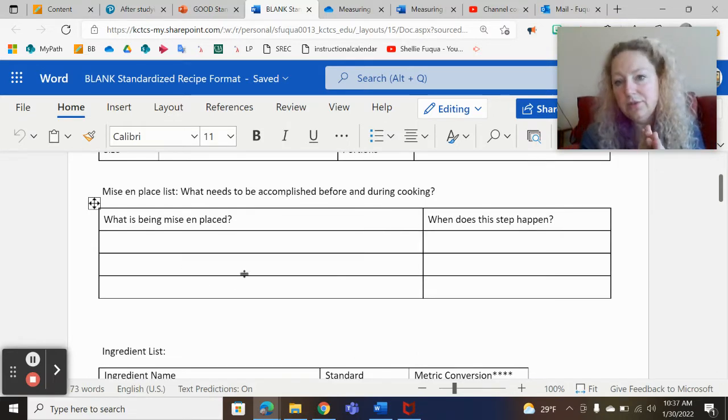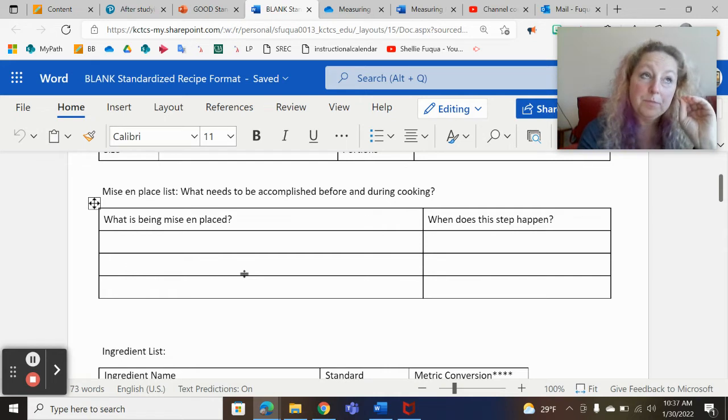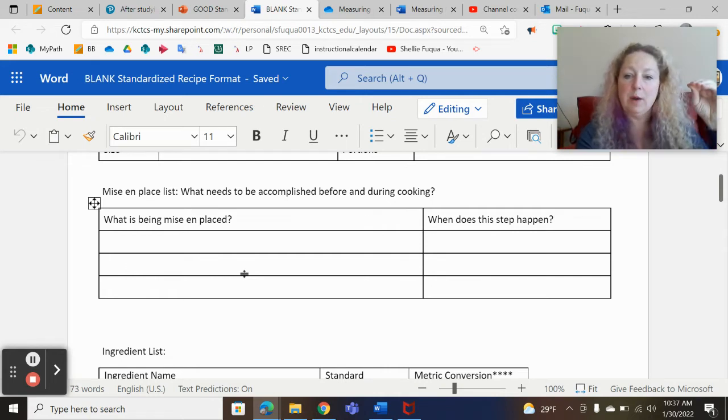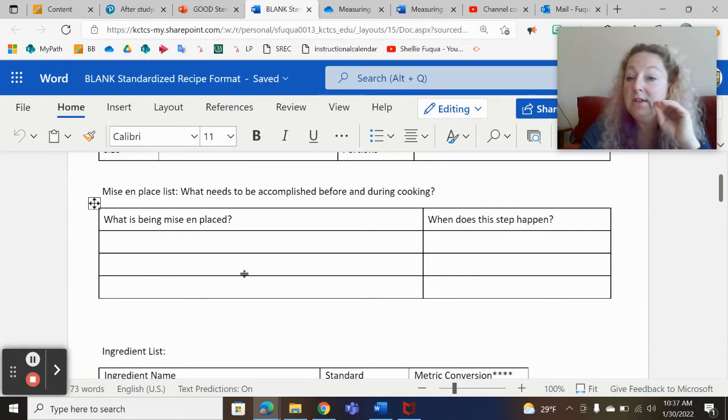So mise en place is going to be your setup. And for me, a lot of times in a recipe, my mise en place list is, what do I need to do before cooking starts? So does my butter need to be softened? For browned butter cookies, I would melt the butter and then cool the butter. Do things need to be set out, preheating the oven, or other types of equipment?